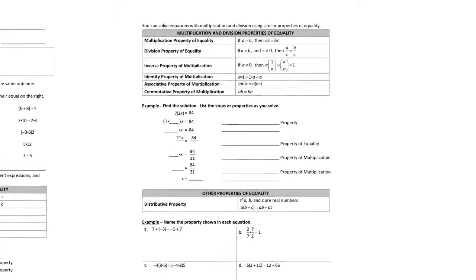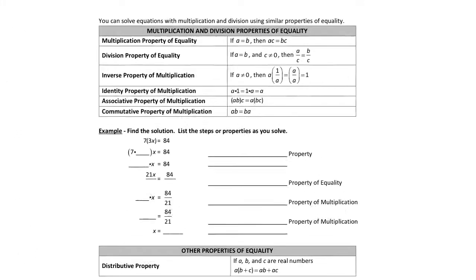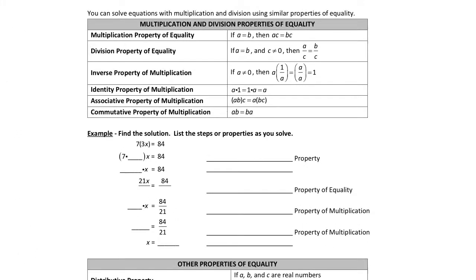In the last video, we looked at the addition and subtraction properties of equality. In this one, we're going to focus on multiplication and division properties, which are very similar to the ones we learned about in the last video. So I'm going to pick up the pace on this one. Let's start with the multiplication property of equality.